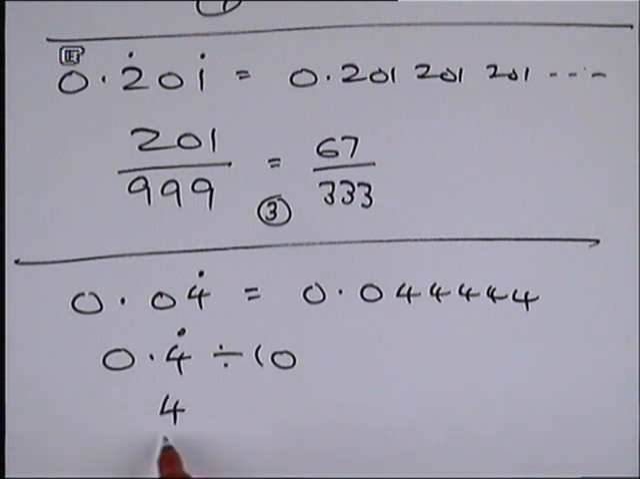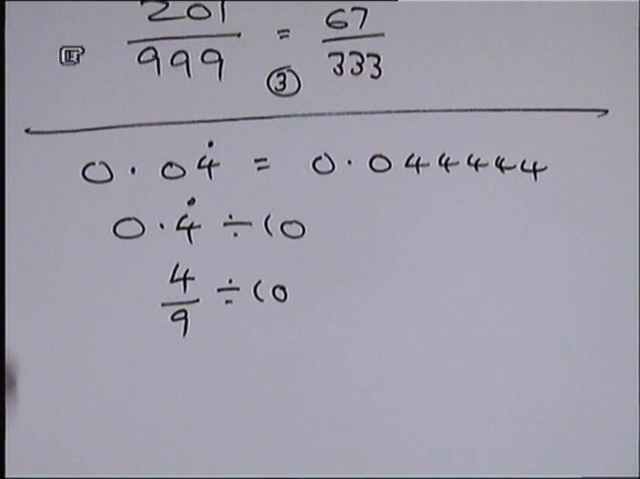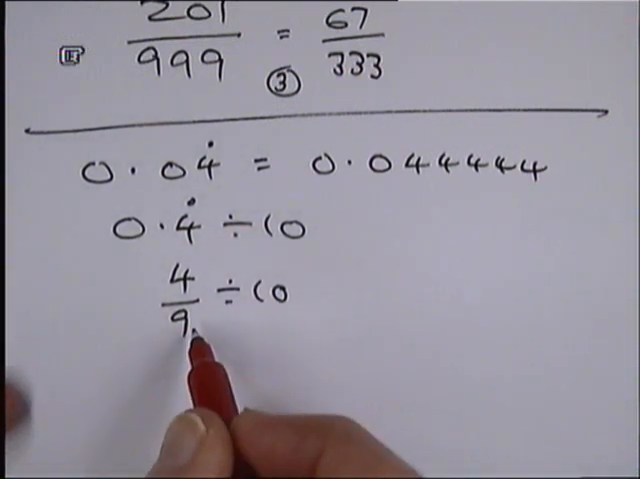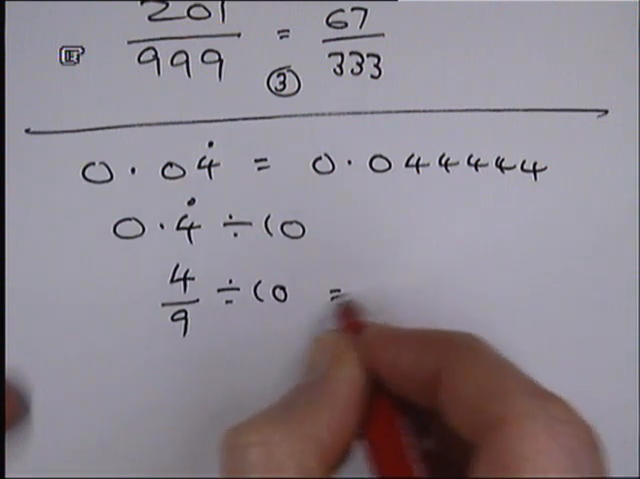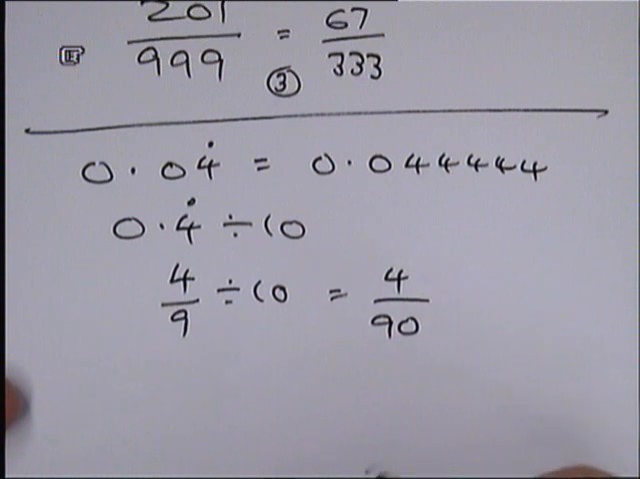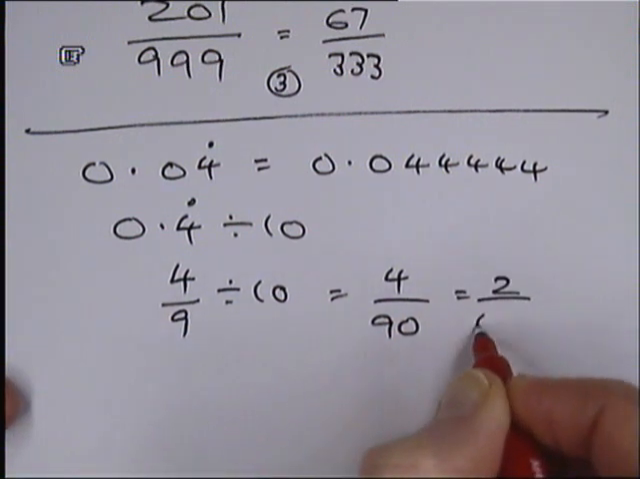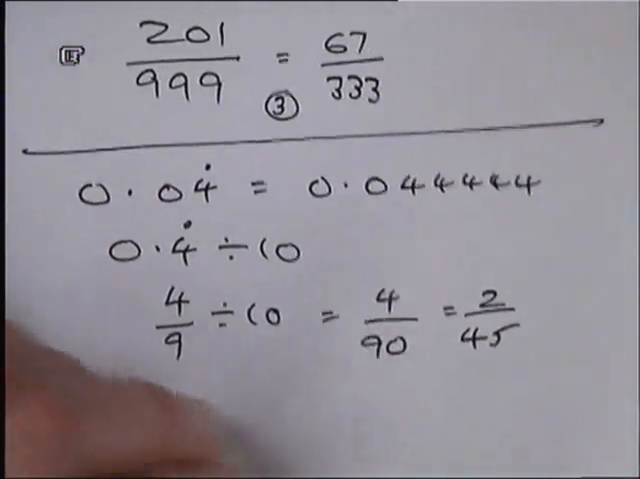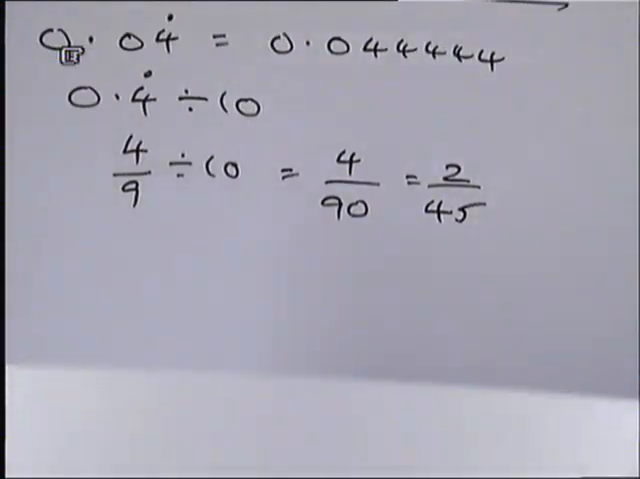This is 4 over 9, and I've got to divide that by 10. If you're dividing a fraction by 10, all you need to do is put a naught on the bottom. So that becomes 4 over 90. 4 over 90 you could cancel down as 2 over 45. So that's how to do one where not all of it is recurring. We'll look at another one of those.